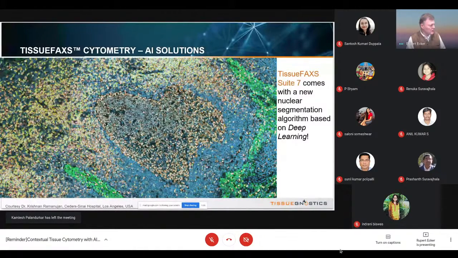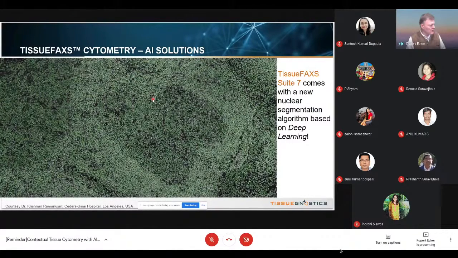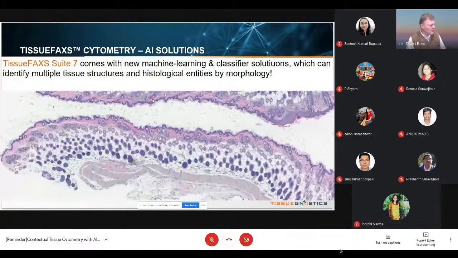This is DAPI only, and you can see that the nuclei are almost touching or effectively touching each other or overlaying each other. This is a very, very challenging situation for the computer, sometimes even for a trained human observer, to see what is one cell and what is a neighboring cell. With this deep learning algorithm, we can obtain a really impressive result in the automated acquisition.